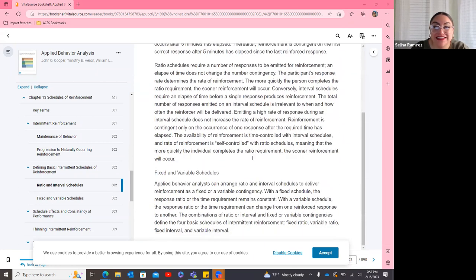I don't think anybody is that picky as long as you're staying on an average of the reinforcement schedule that they have defined for you. I hope that helps.